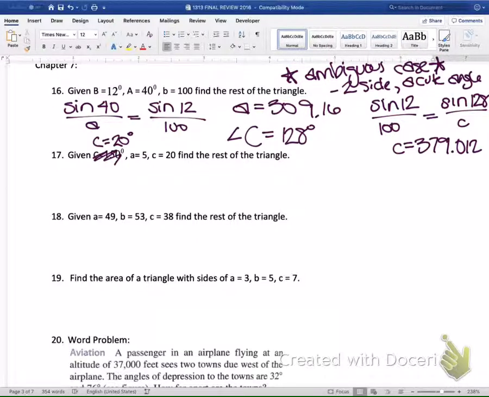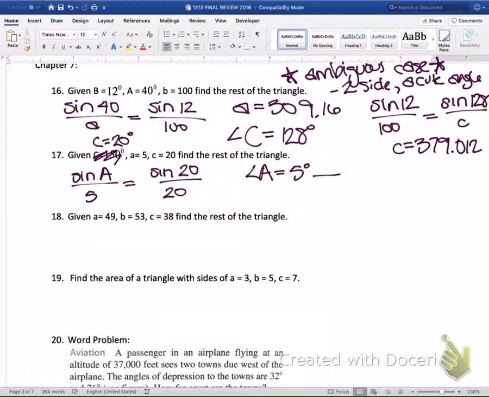You're given 2 sides and an acute angle. So you would start off by saying sine of angle A over side A equals sine of angle C over side C. And I would cross multiply that. 5 times the sine of 20 divided by 20. And because I'm finding angle A, what do I have to do? Inverse sine. Here's where the ambiguous case comes into play. Angle A is, in this one, 5 degrees.